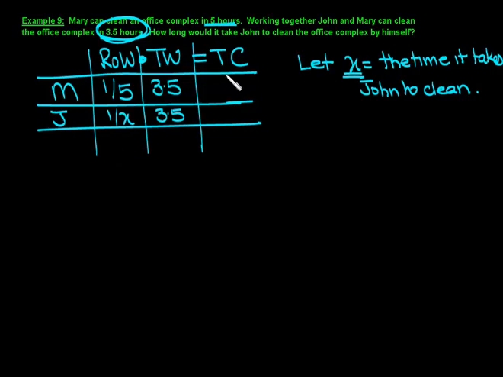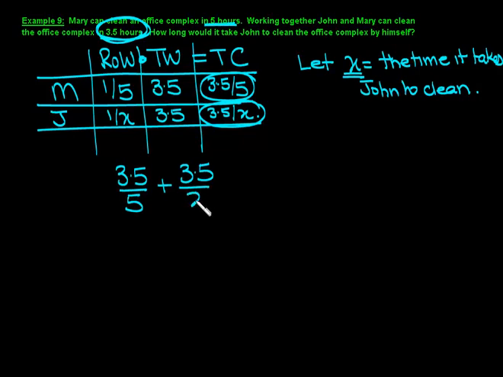So the task completed is easy. You just multiply each row, so you get 3.5 divided by 5, and you get 3.5 divided by x. So this is the job that Mary did. This is the job that John did. Each one does a part of the job, a fraction of the job. So if you add those fractions, you should get a whole, because they would have finished the whole job. Because they're working together, they would have finished that entire job. So you should end up with 1.